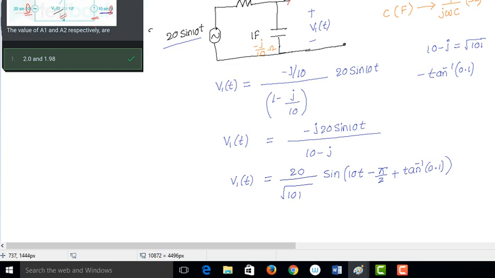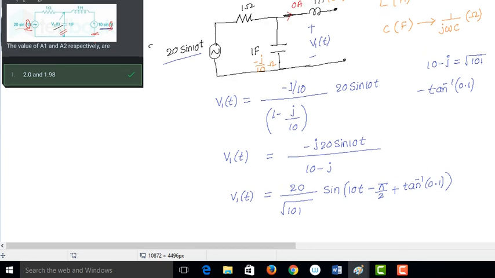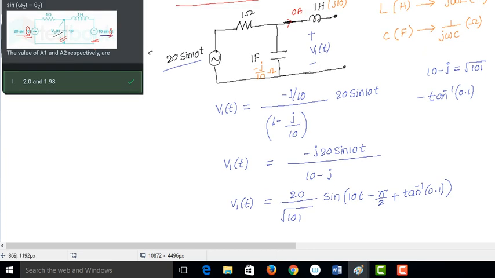We need to find the response because of the second source when the other source is acting. What is the other source? Consider 10 sine 5t. When this source is acting, then tell me now.